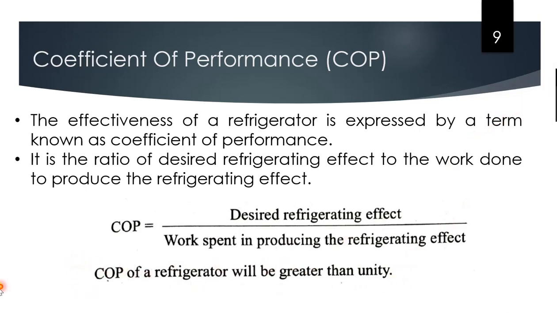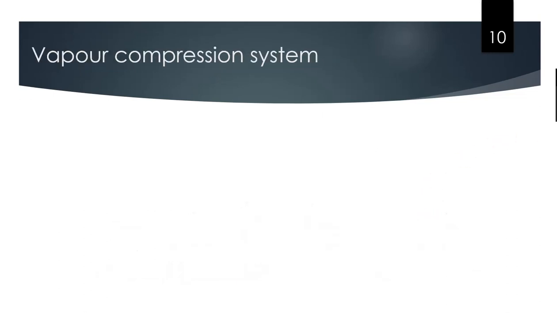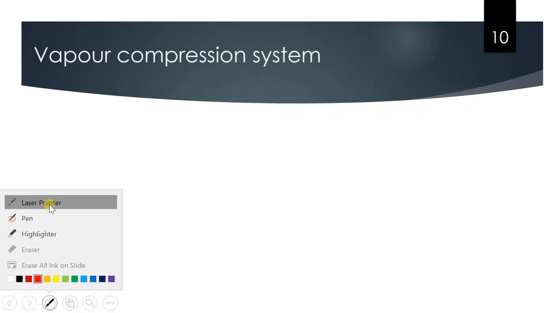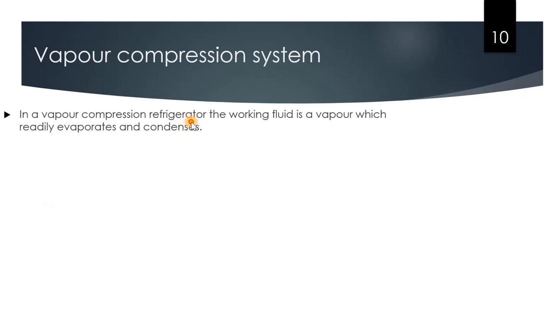COP of a refrigeration will always be greater than unity. Okay, so next, let us go to what are the refrigeration systems? The commonly used refrigeration system is a vapor compression system in which the working fluid is vapor. Okay, so in vapor compression refrigeration system, the working fluid is a vapor which alternately evaporates and condenses.